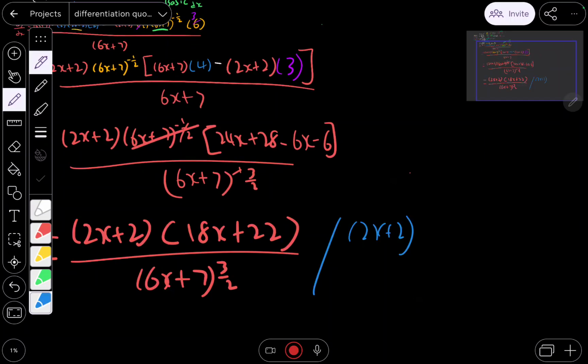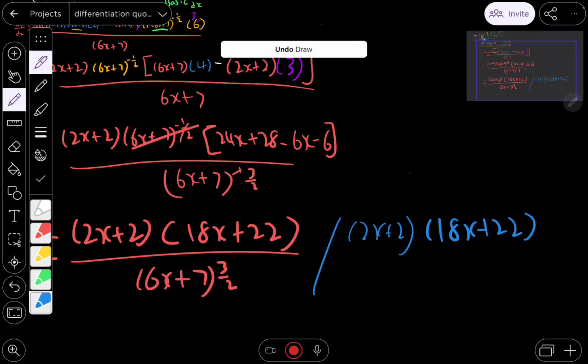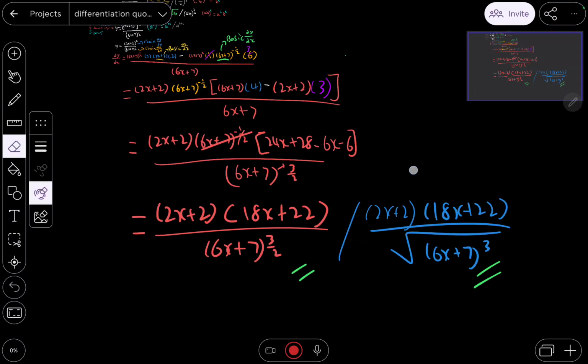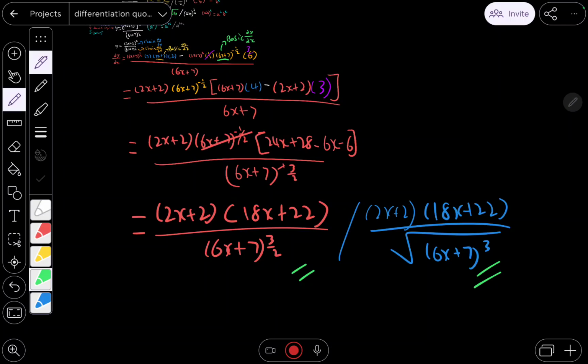Well, honestly, you might be wondering, okay, I'll explain it later. Let me write out the answer first. Or you can write it like this, over square root of 6x plus 7 cubed. Doesn't matter. For me, I leave my answer in red, good enough already. I do not want to bother changing it to square root or whatever. I just want it to be in positive index.